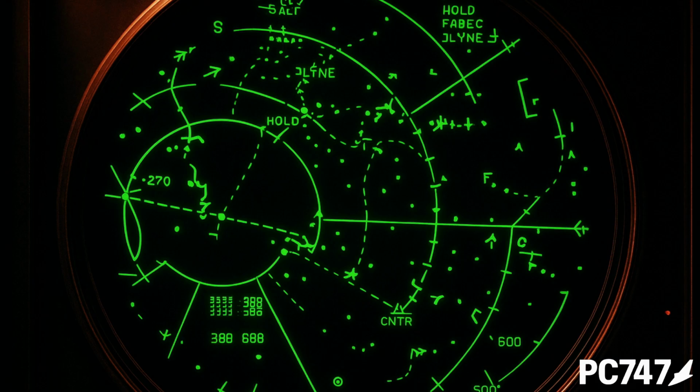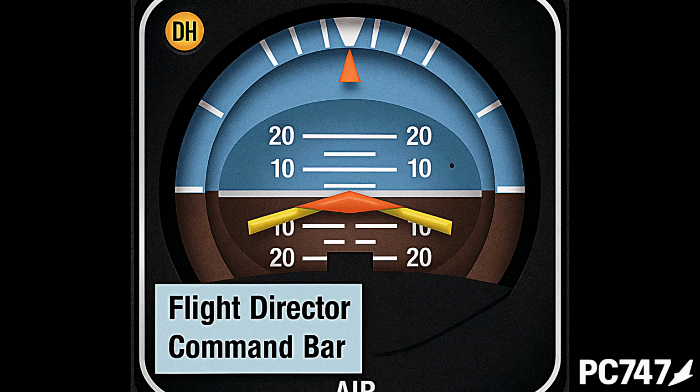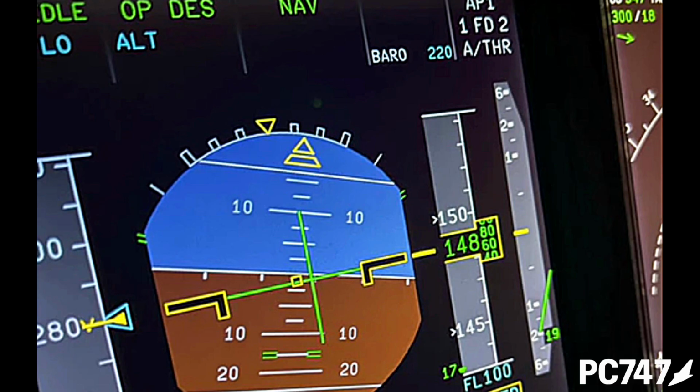Incidentally, this is an ARTS radar display similar to what the LA controller was utilizing to prevent a collision. On a steam gauge aircraft, the command bar is the yellow triangle that turns from side to side and moves up and down. On Boeing and Airbus aircraft, the command bars are the green lines.